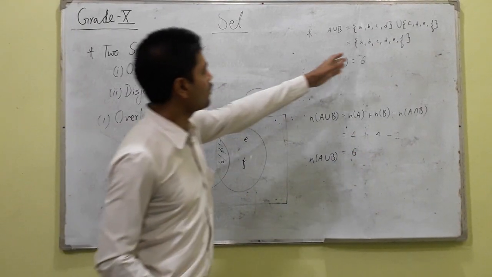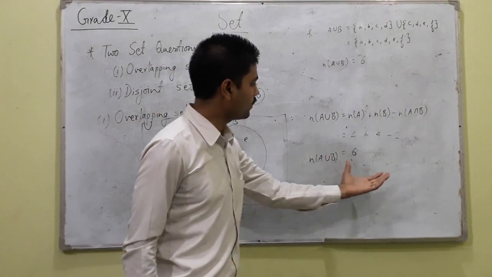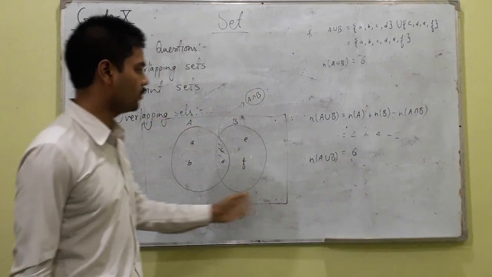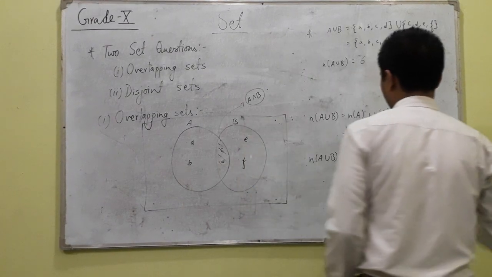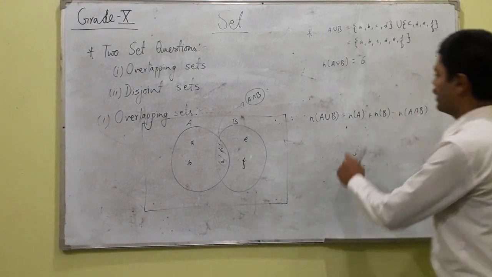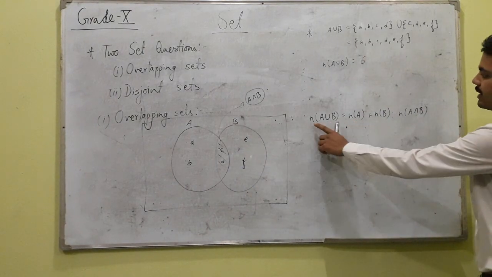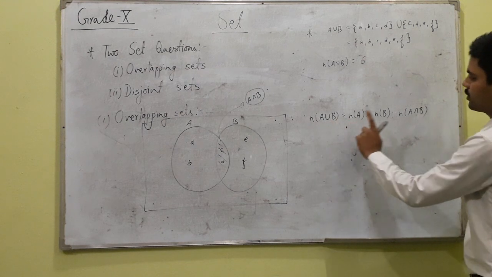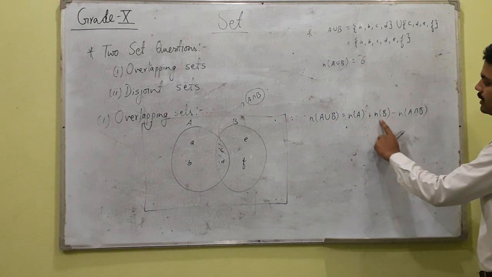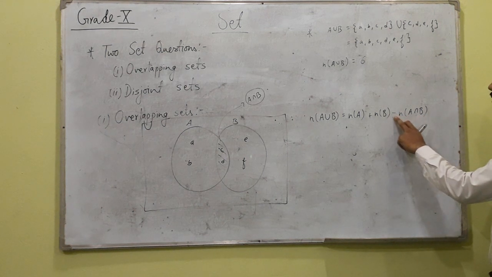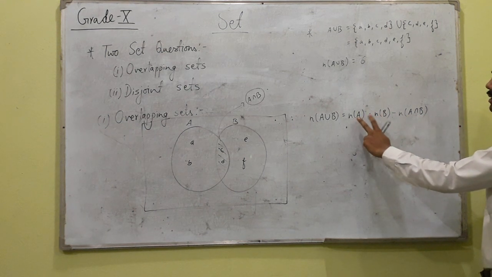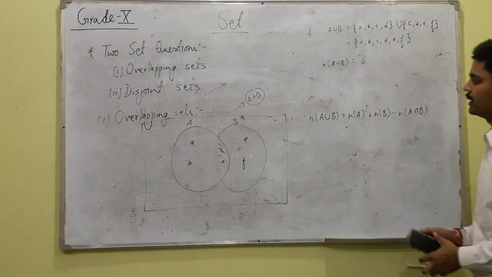So now we don't have to go by this method. In most cases in grade 10 we have to use this formula. So the formula is: the cardinality of A union B is equal to the cardinality of A plus the cardinality of B, subtracted by the cardinality of A intersection B.